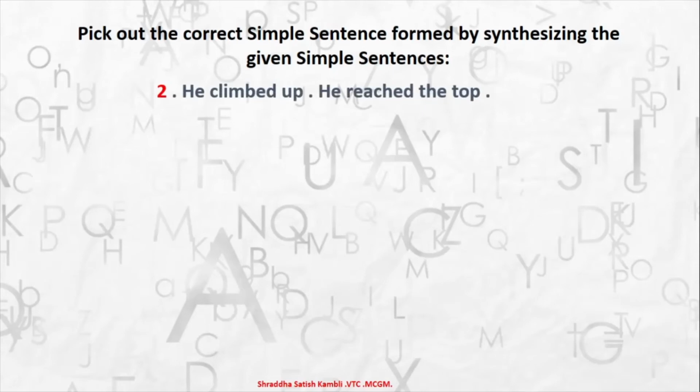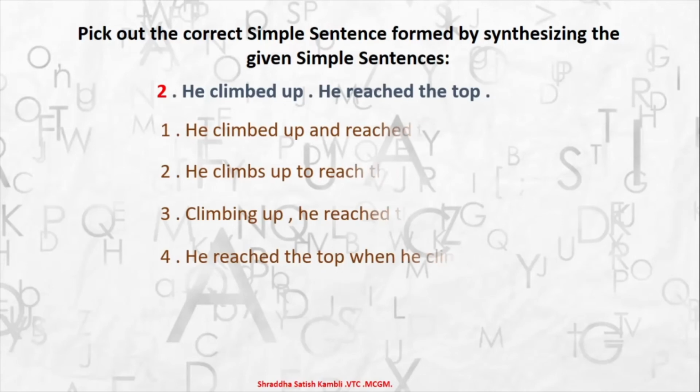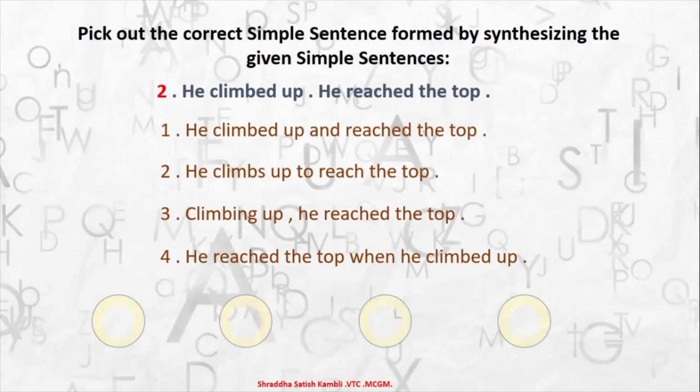Okay? Come on, let's see what is the correct combination, the right way in which it has been combined. He climbed up and reached the top. He climbs up to reach the top. Climbing up, he reached the top. He reached the top when he climbed up. Which one will be the correct simple sentence? Think about it, and always remember when you're doing your scholarship video, how can you make it more interesting and interactive? You can do it by pausing the video when you see the question, immediately trying to guess the answer and then replaying the video.